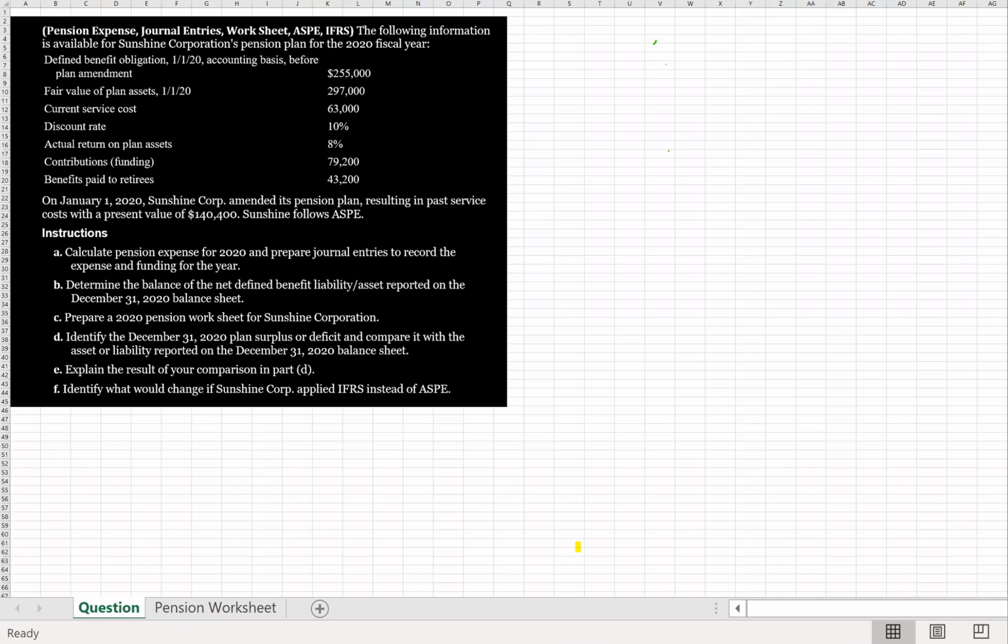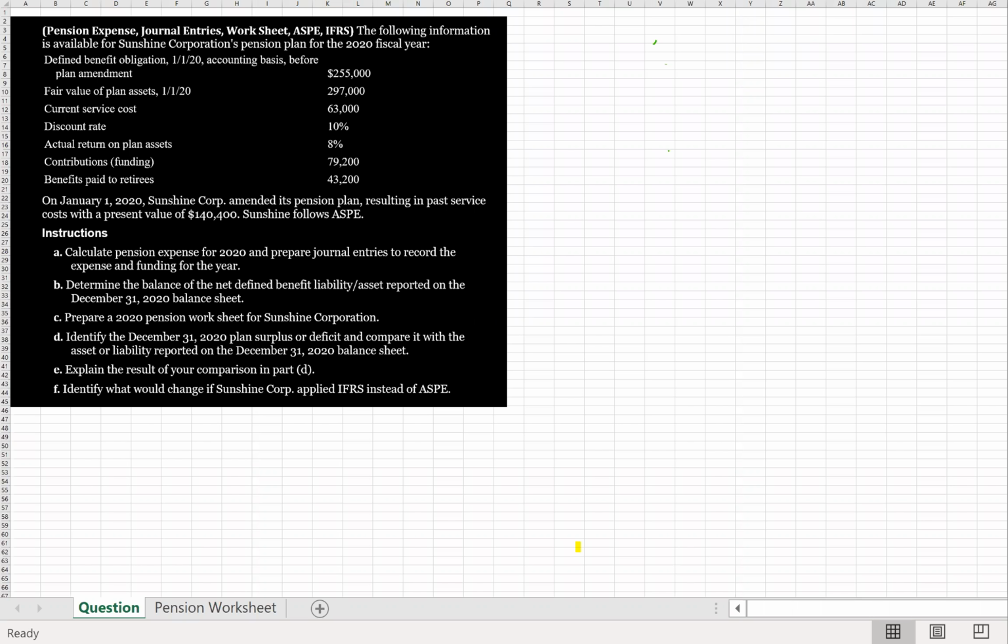This question will walk through the accounting for a defined benefit pension plan. The following information is available for Sunshine Corporation's pension plan for the 2020 fiscal year. We're given the defined benefit obligation opening balance, the fair value of plan assets opening balance, current service cost, discount rate, actual return on plan assets.